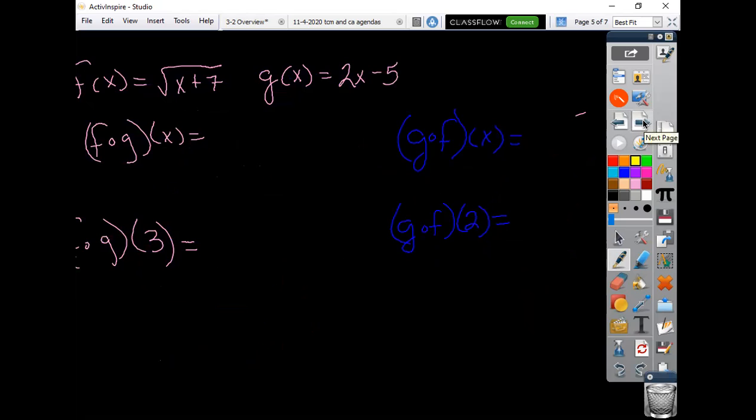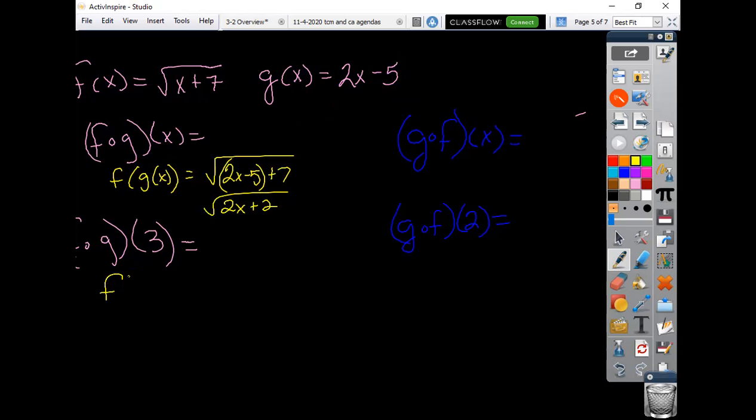So just to practice another one here. Again, I like to rewrite these as f of g of x so that I'm putting my g formula into f. I'm going to take this and put it in place of that x right there. So it's going to be the square root of 2x minus 5 plus 7. Putting the g formula in place of this x right here, and then simplify it down. So 2x plus 2.